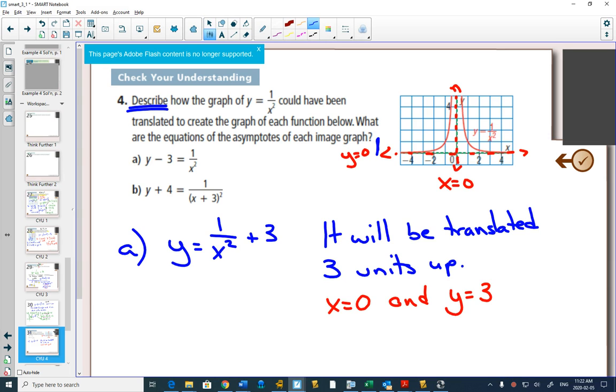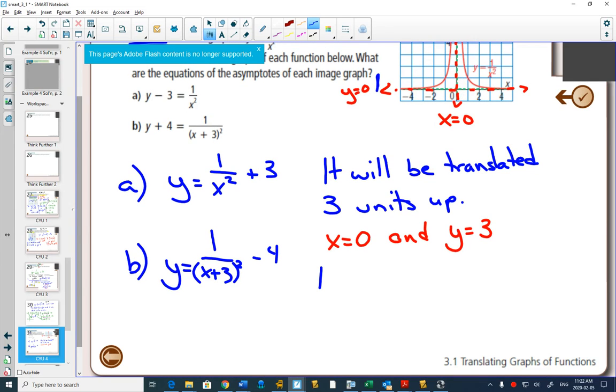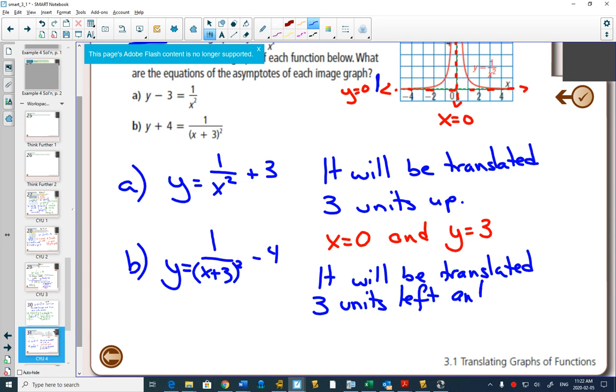So in part B, again, I'm going to rewrite this with the y by itself. So that would mean I would subtract 4 on both sides. Well, we have a 3 inside the function and a minus 4 outside of the function. So describing it in words, it will be translated. The 3 inside would be 3 units to the left, and the minus 4 outside would be 4 units down.